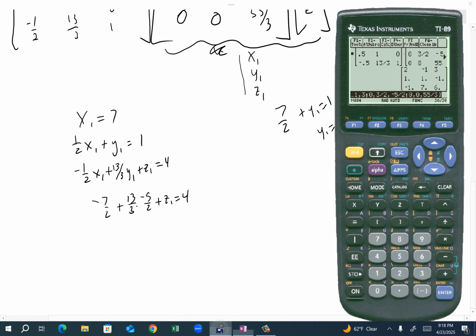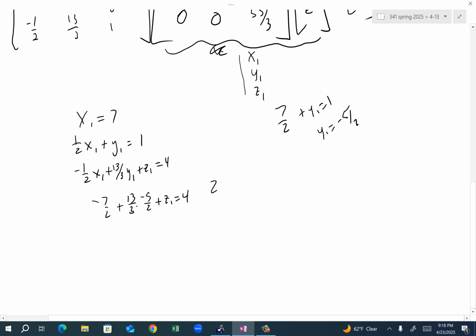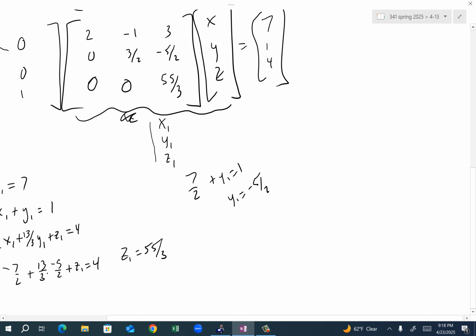Okay, and let's get a calculator out. It's too much work this time of night. So solve. And so negative 3.5 plus negative 65 sixths plus z equals 4. So z is 18 and a third. 18 and a third is what? 55 thirds. Oh yeah, how about that? Z1 is 55 thirds.